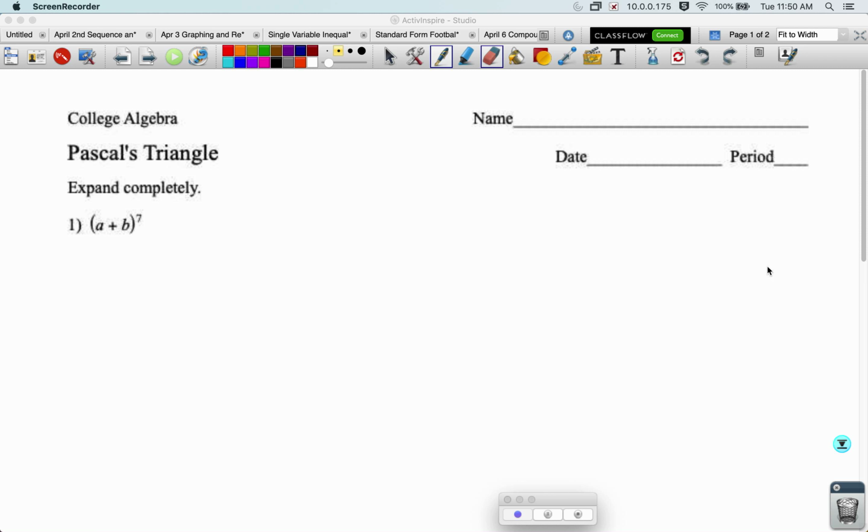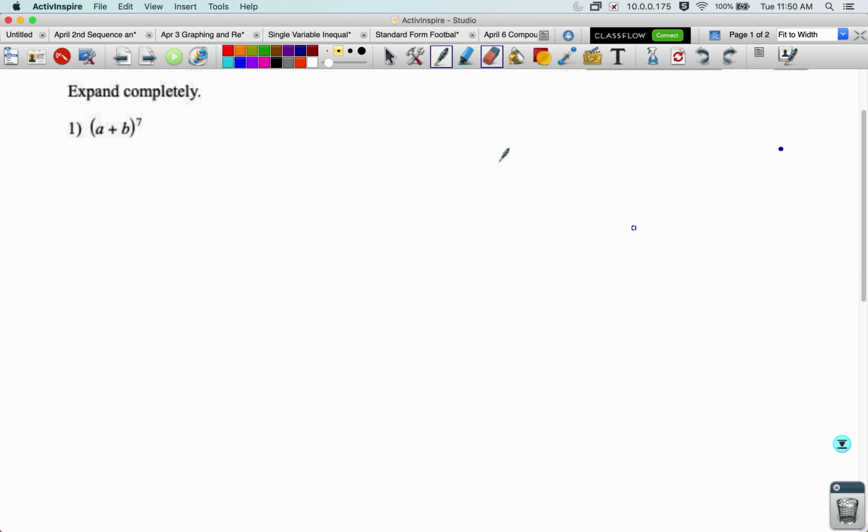Problem number 1 asks us to expand completely the expression a plus b to the 7th. All right, I'm going to do that using the space below. And I'm not going to do it the most intuitive way. I'm going to just add in this factor a plus b one at a time.